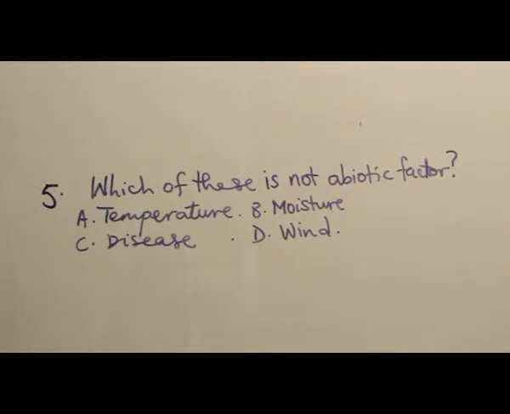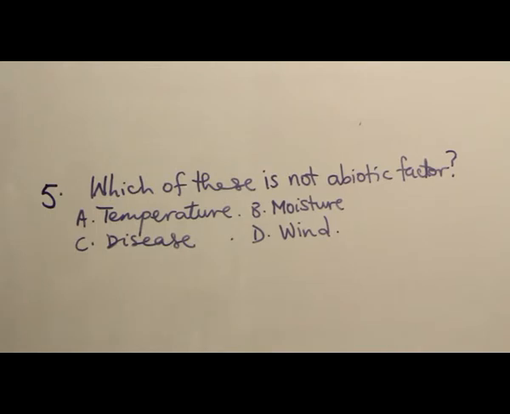Number 5. Which of these is not a biotic factor? A, temperature. B, moisture. C, disease. D, wind. What is abiotic factor? Abiotic factors are non-living factors. Anything that's not living but affects behavior of an organism in habitat is an abiotic factor.